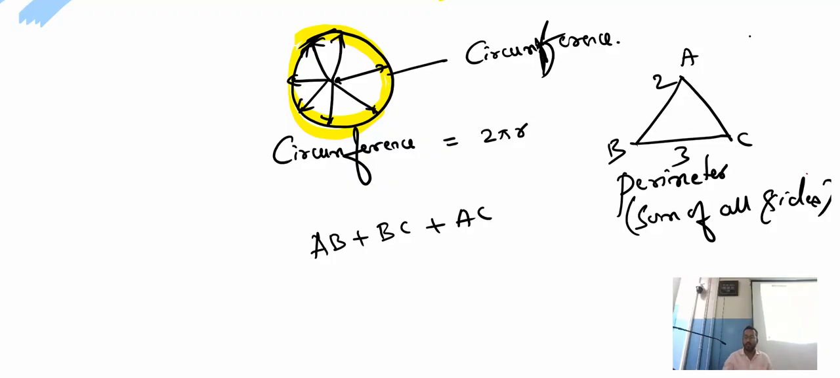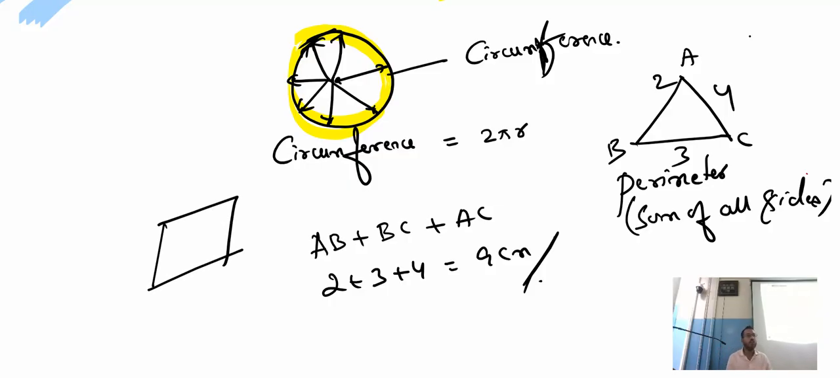Let me say this is 2 centimeter, this is 3 centimeter and this is 4 centimeter. So the perimeter of the triangle is 2 plus 3 plus 4, which is 9 centimeter. Perimeter means the sum of all the sides. Take any quadrilateral. What is the perimeter of this figure? You should add all the sides. Simple.